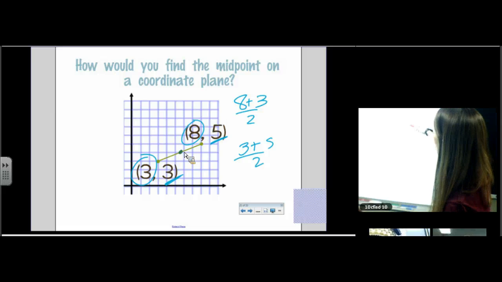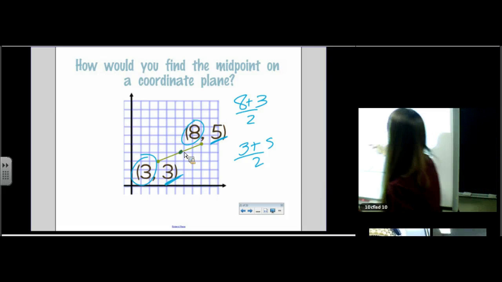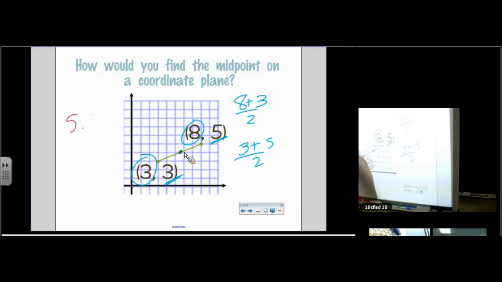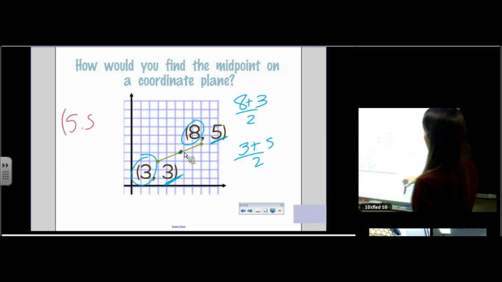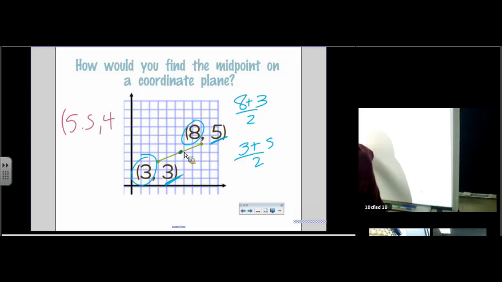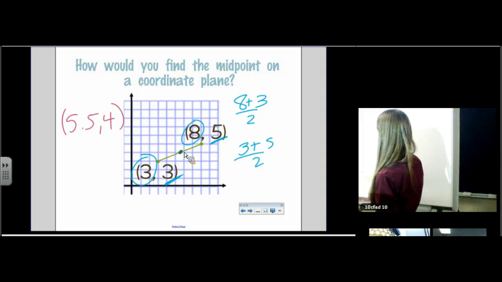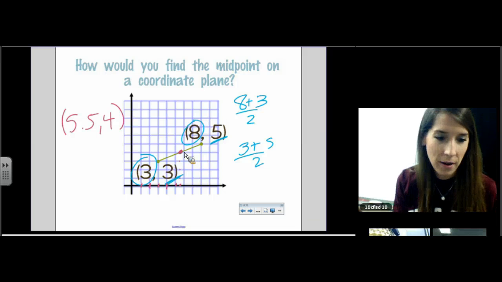8 plus 3, 11. 11 divided by 2 is 5.5. 3 plus 5, 8. 8 divided by 2 is 4. Let's see. Let's go over 1, 2, 3, 4, 5.5. And then go up 4. 1, 2, 3, 4. Wow! That landed right where I thought it should land.